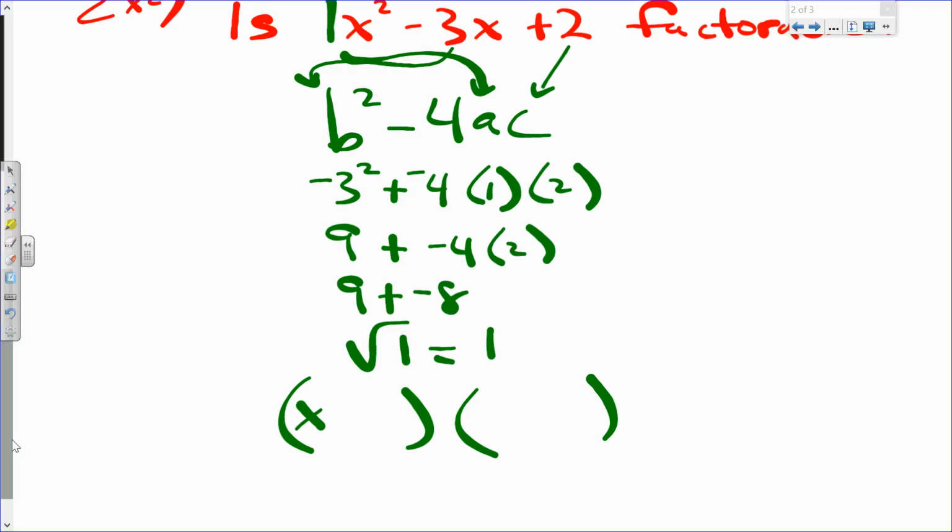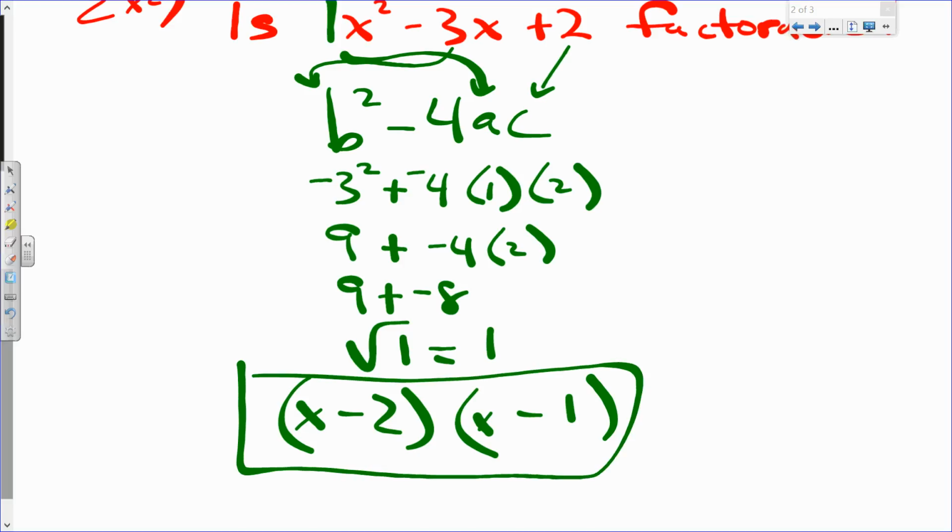X and x here. Well, what'll make a positive 2 but add up to be a negative 3? Negative 2, negative 1, I think is the one. Right? Negative times negative is positive 2. If you add negative 1, negative 2, it becomes a negative 3. Here are your factors. So notice how it was possible, so then we proceed to go and find them in earnest, knowing that they exist.